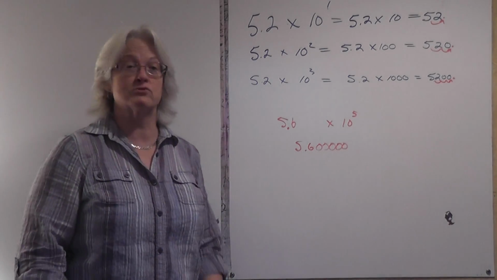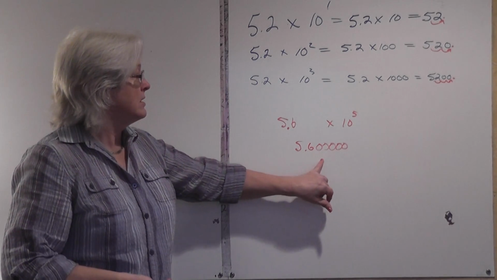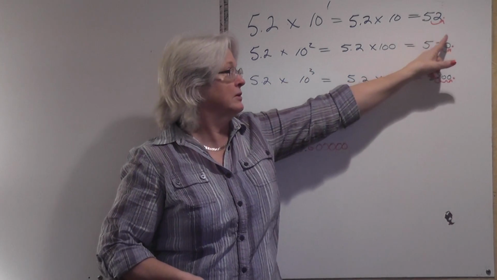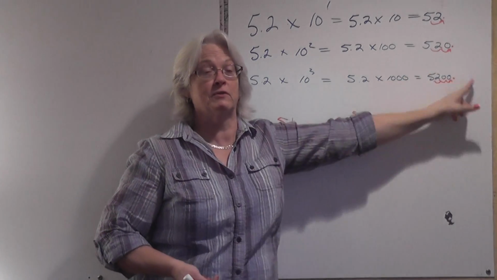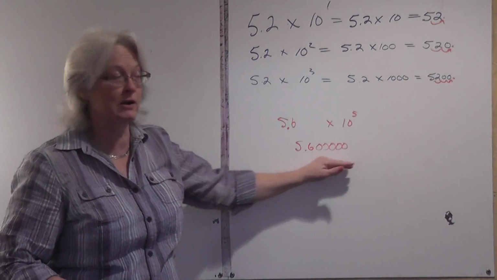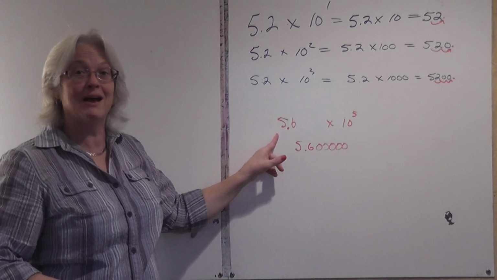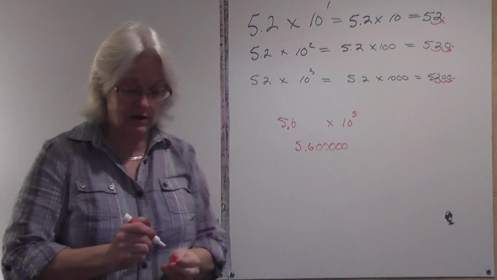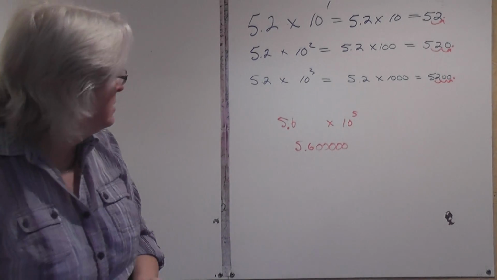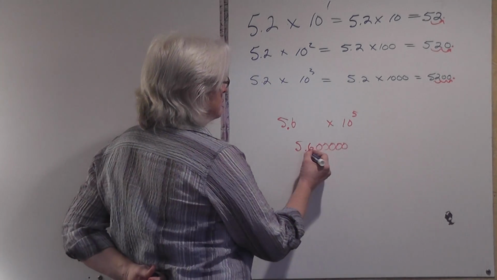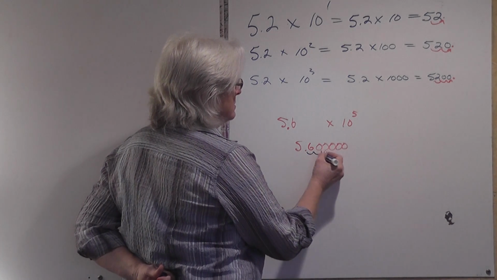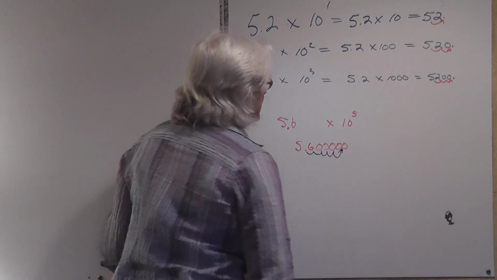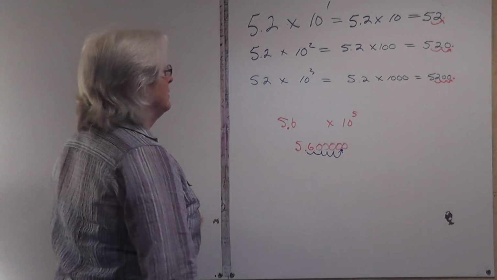let's just go ahead and sketch in some extra zeros here, because we know that when we're multiplying by 10, our number gets bigger. 52, 520, 5,200. So we know there are going to be some extra zeros that have to be tacked on to the end of 5.6 in order to be able to move that decimal point 5 units to the right. So let's see where we get. 1, 2, 3, 4, 5. That right there is the location of our new decimal point.